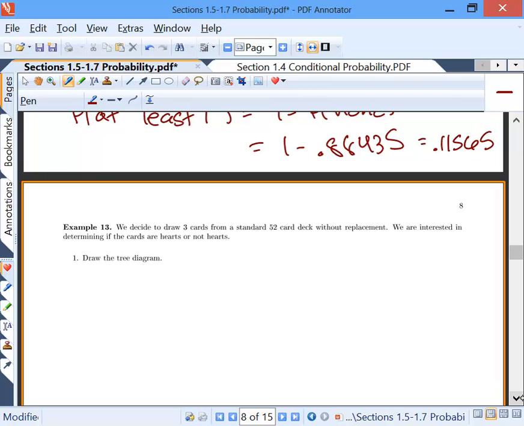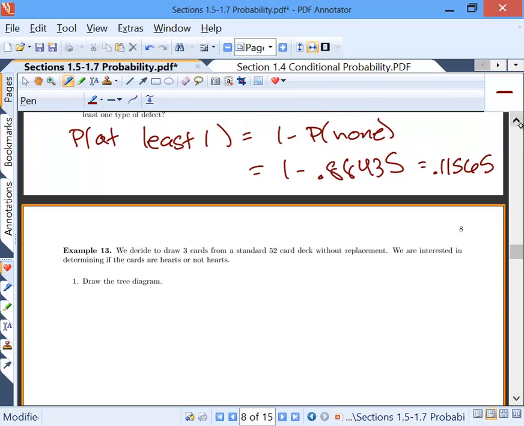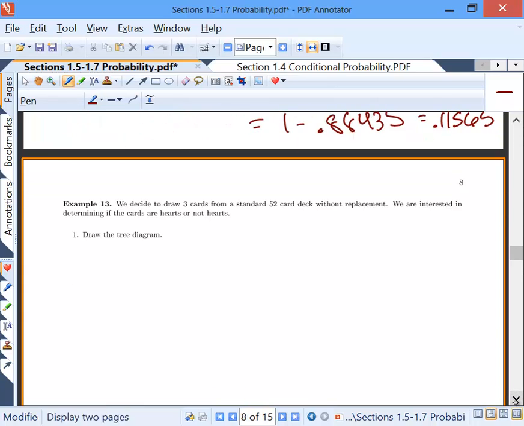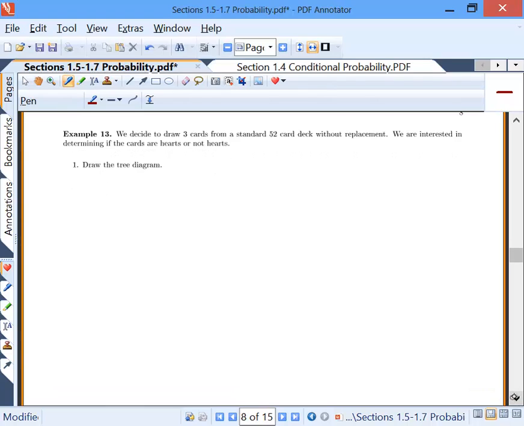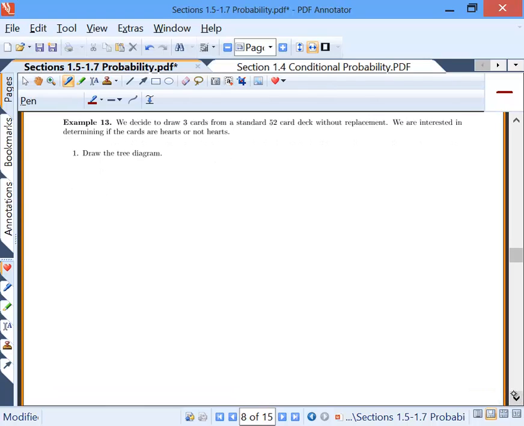So for our next example, we decided to draw 3 cards from a standard 52 card deck without replacement. We are interested in determining if the cards are hearts or not hearts. Now, do you think these should be independent or dependent events? Since we don't put the card back, the probability changes, so these are dependent events. Okay. So we draw the tree diagram. So I say, okay, well, on my first card, my 2 options are hearts or not hearts.